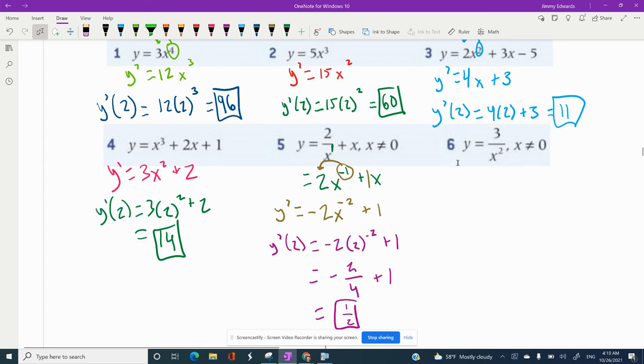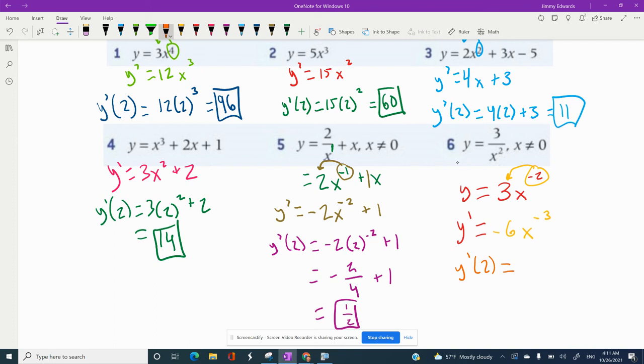Okay, and then for number 6 here, remember, anytime we have a fraction, we need to convert it to negative exponent form. So y equals 3 times x to the negative 2. And now let's take a derivative. Y prime equals, bring down the exponent. That's going to be negative 6 times x to the negative 3. And then we'll have y prime of 2. Not bring down. We're not going to do a second power rule. That's going to be negative 6 times 2 to the negative third power, which is going to be negative 6 all over 2 cubed, which is 8, which is negative 3 over 4.